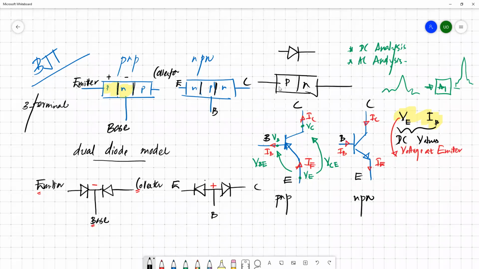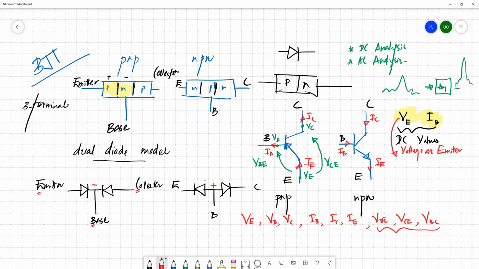So we have different sets of parameters like VE, VB, VC, IB, IC, IE. Then VBE, the voltage at base with respect to emitter, the voltage at collector with respect to emitter, the voltage at base with respect to collector, and so on. You can define so many voltages and currents by looking at the configuration. You can evaluate those values if you need to design a circuit. You can easily find the node voltages, node currents, as well as the voltage with respect to other nodes.